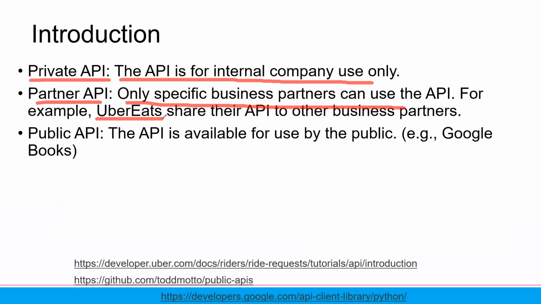For example, if you know about Uber Eats, or maybe Coupang Eats, Lotte Eats, they share their API with their business partners. That's why a restaurant can connect to the API of Coupang Eats or Baemin, and then they can connect with the services from Baemin. The public API is available for the use of the public, so you can use it for free. For example, you can get the weather API, so you can know what the temperature is today in Yongin. And you can also get other kinds of API, for example, Google Books and so on.